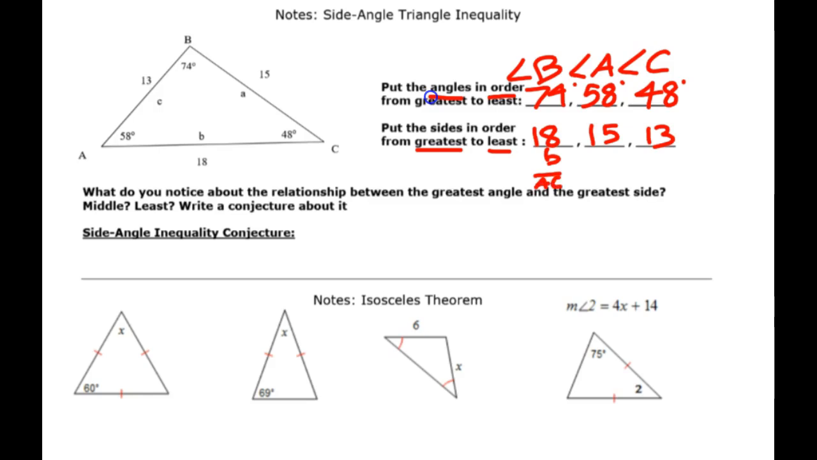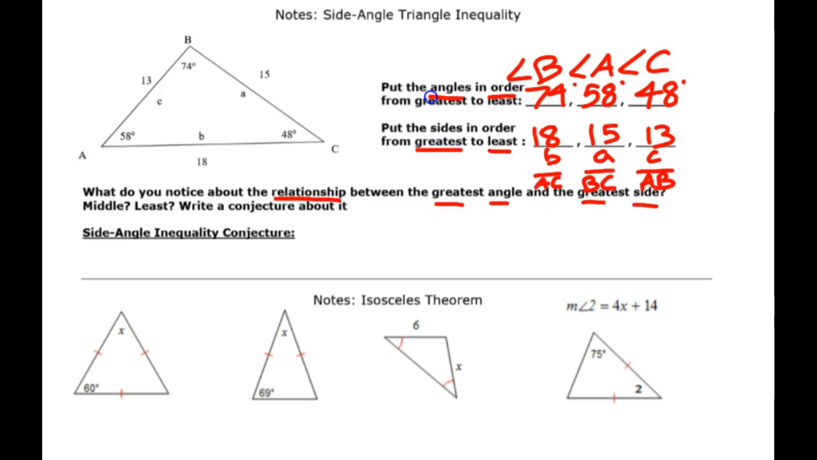Now 15 is lowercase a, or we could write it as BC. And then 13 is lowercase c, which is AB, okay? So we're putting them in order, okay? And we want to notice something. So the sentence right here says, what do you notice about the relationship between the greatest angle and the greatest side?